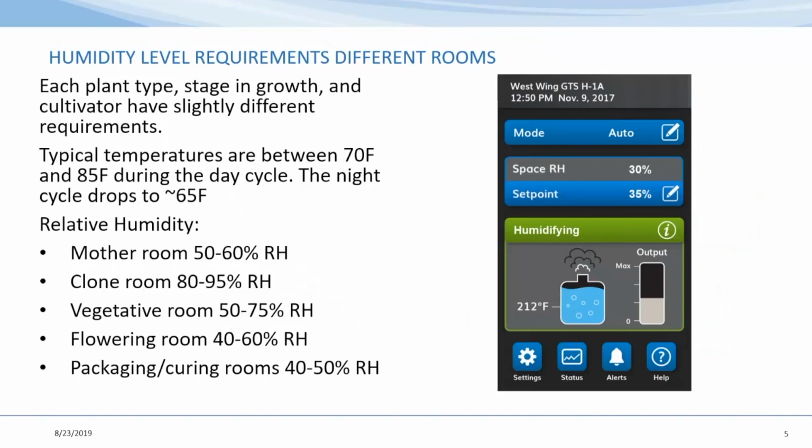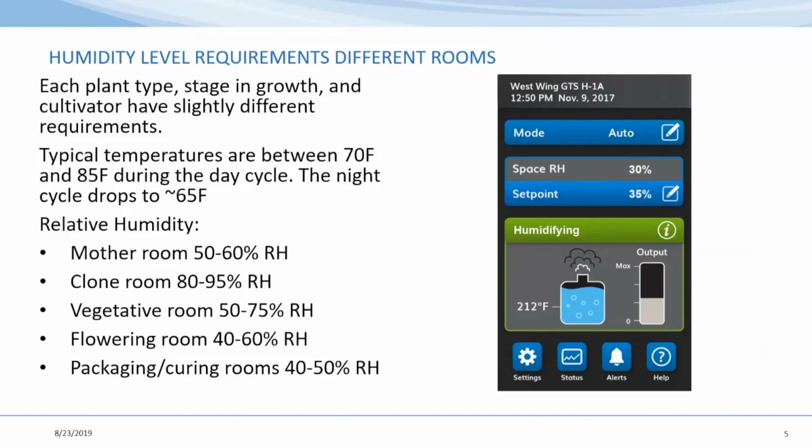So, some more, a deeper dive into different humidity level requirements for the different rooms. Each plant, each stage in growth, and each cultivator themselves have a slightly different requirement based on what they feel is best for their crop and their plant. However, there are some general ranges listed on the screen that talk about typical temperatures and how those might vary, as well as the relative humidity.